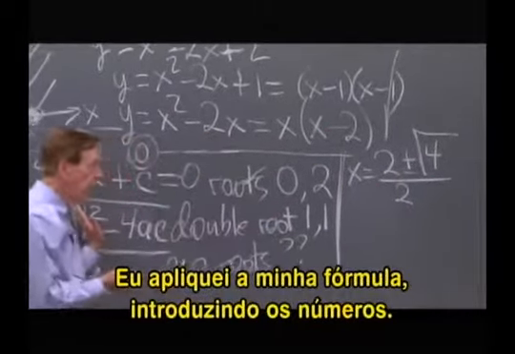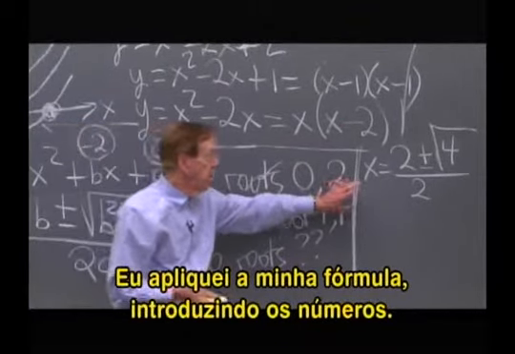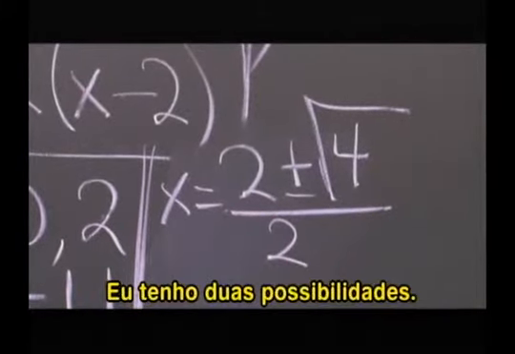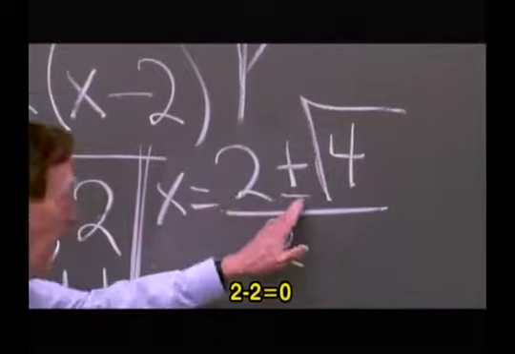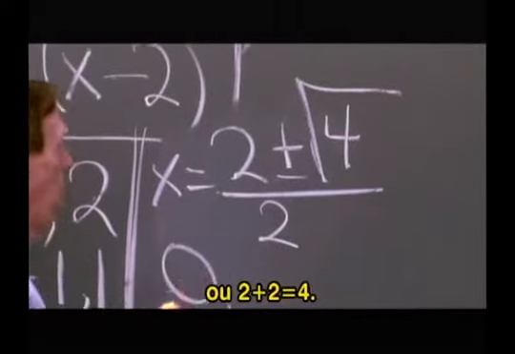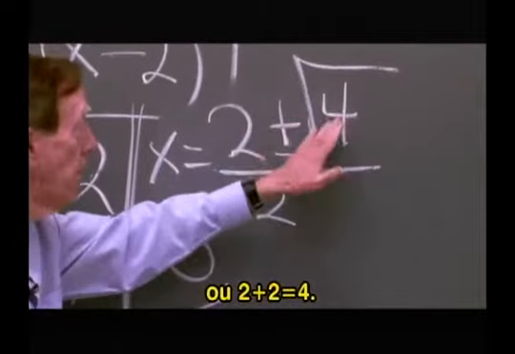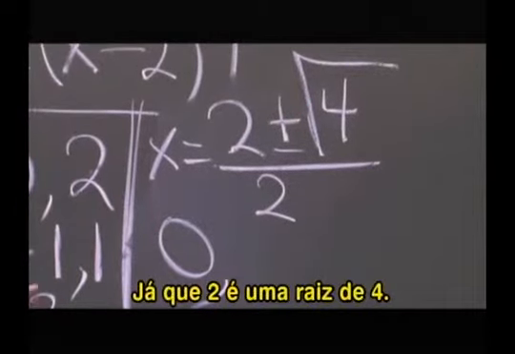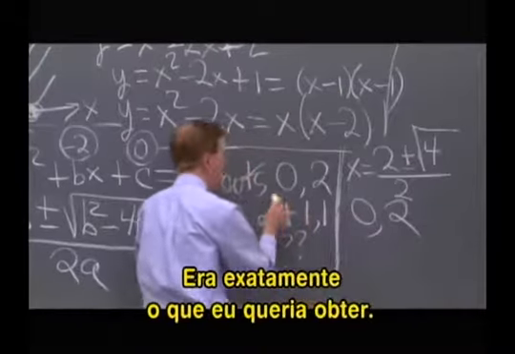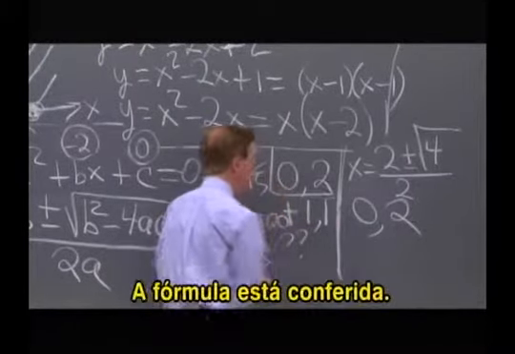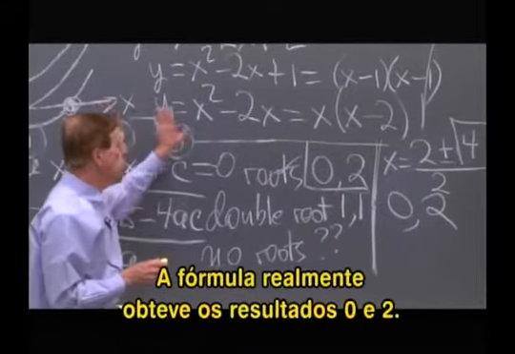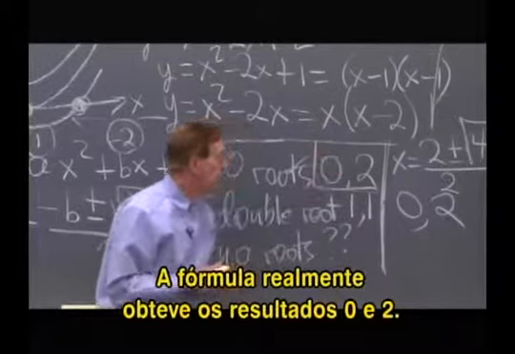This is from my big formula. I put in the numbers. Now the square root of 4 is 2. So I have two possibilities here. 2 minus 2, which would be 0. Or 2 plus 2, square root of 4, 2, would be 4 divided by 2. I would get 2. And sure enough, that's what I wanted. The formula checked out to give me those two roots, 0 and 2.